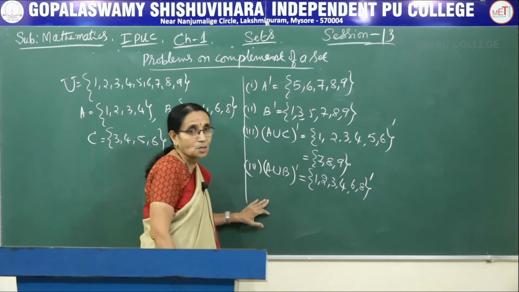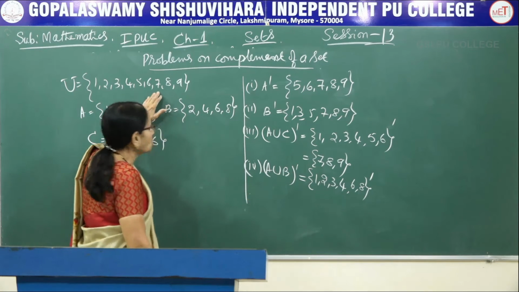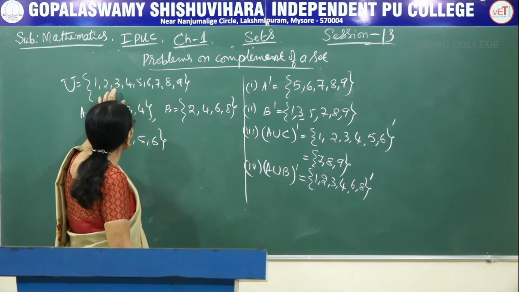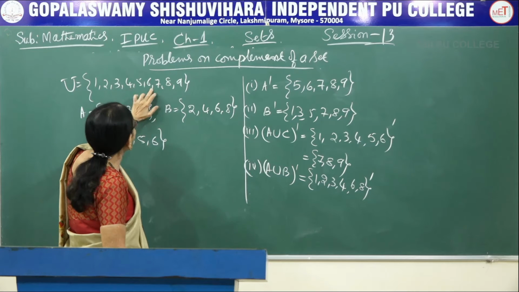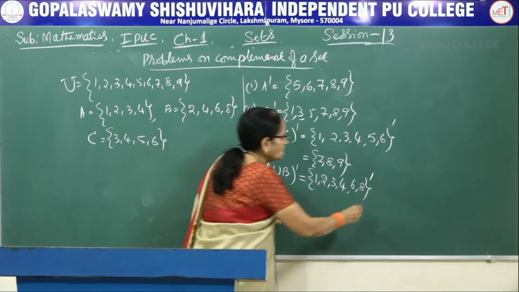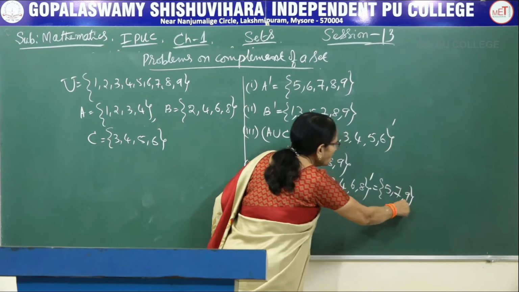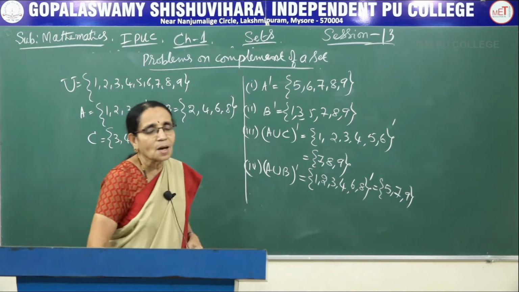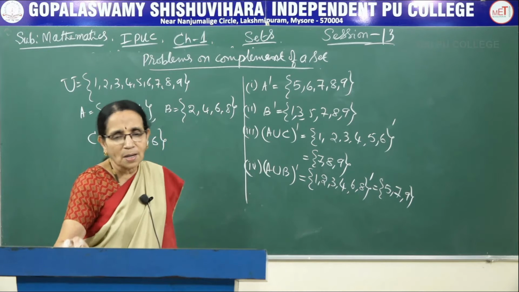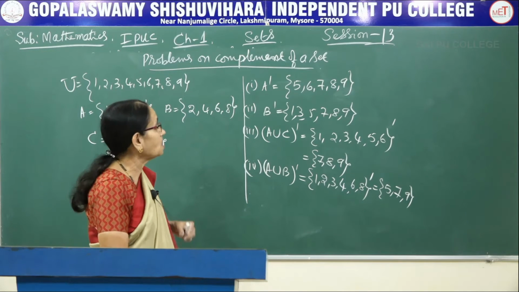Carefully write dash. That means you have to take the complement of this set, go to the original, that is the universal: 1, 2, 3, 4, 6 and 8. What are omitted? 5, 7 and 9. So the complement of this would be containing 5, 7, 9. These are the elements.